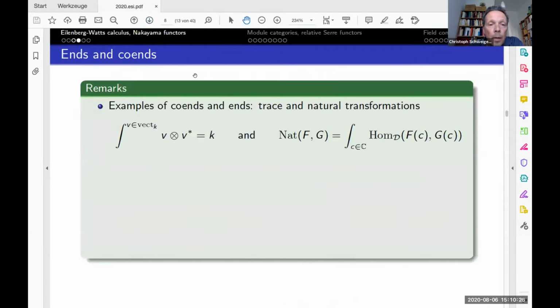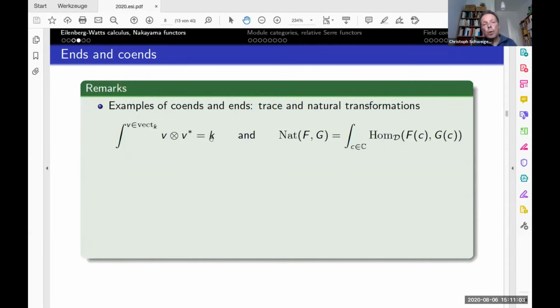Well, you have all seen ends and co-ends. For example, the trace is just a co-end. So if you take the trace in the category of, say, finite dimensional vector spaces over a field K, then this must be a vector space. Well, there are not so many distinguished vector spaces. So this is the vector space which is the ground field itself, and it must come with a morphism, as the direct sum does. This is a morphism from V tensor V dual, so these are endomorphisms of V, to K, and this is the trace.